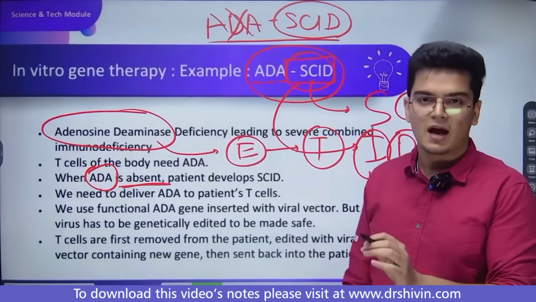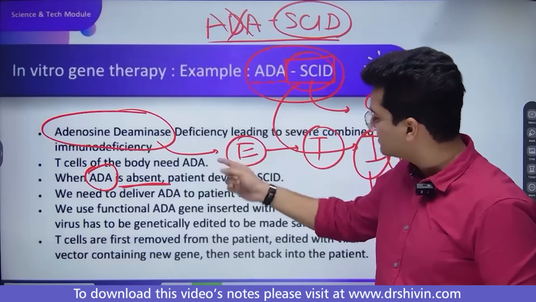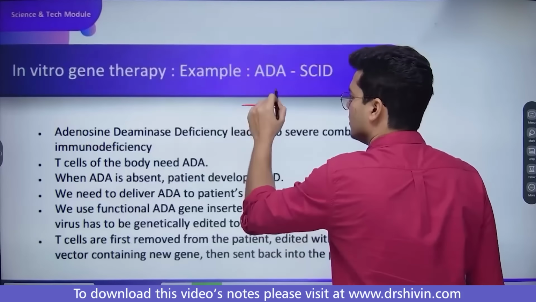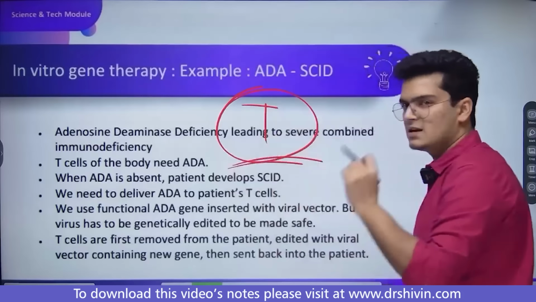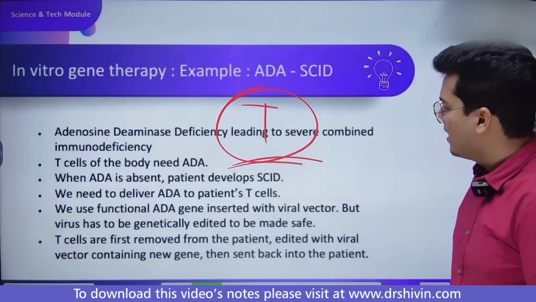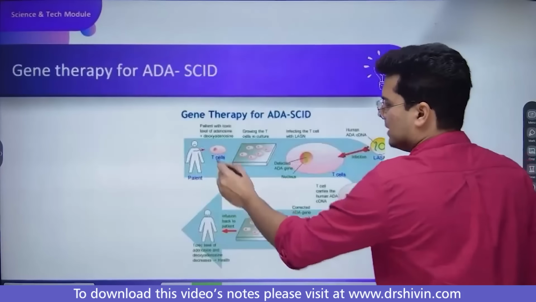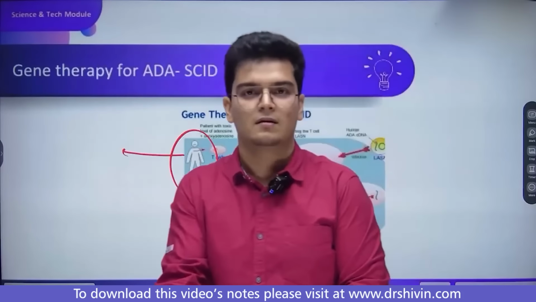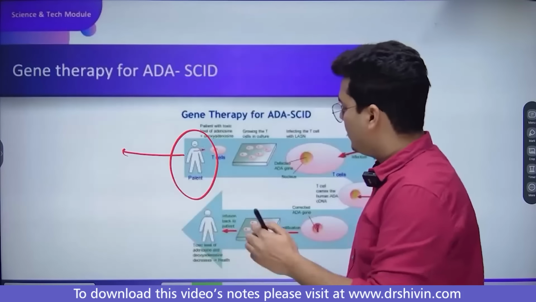Okay. Now what do I need to do? I need to give the T cells the enzyme ADA. The T cells now need to be given ADA. So what will we do? First we will take blood from the patient. T cells are in the blood. Okay, we will take the blood. What will we do with the blood?